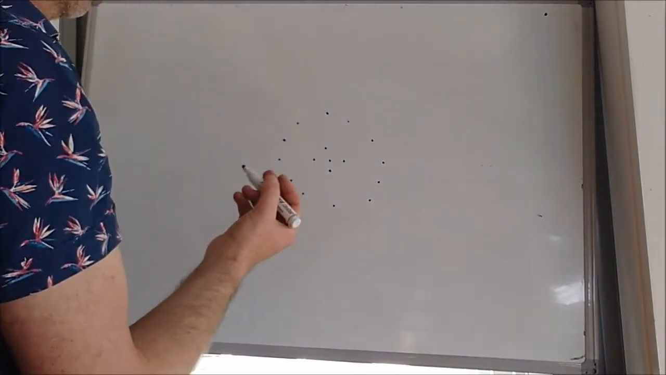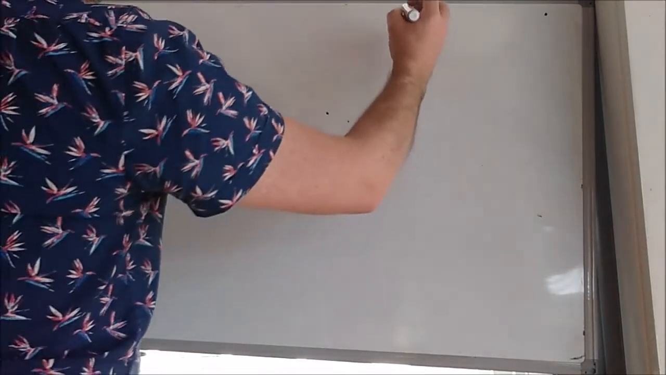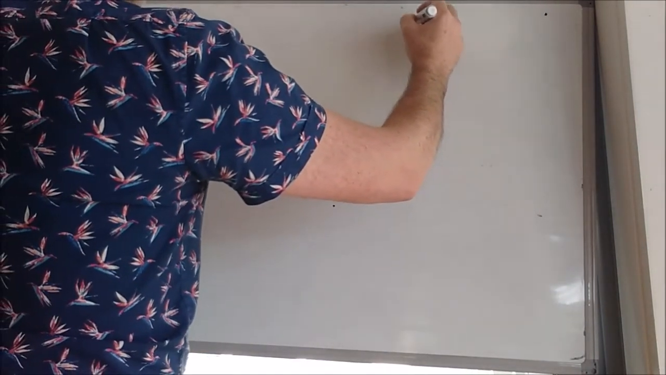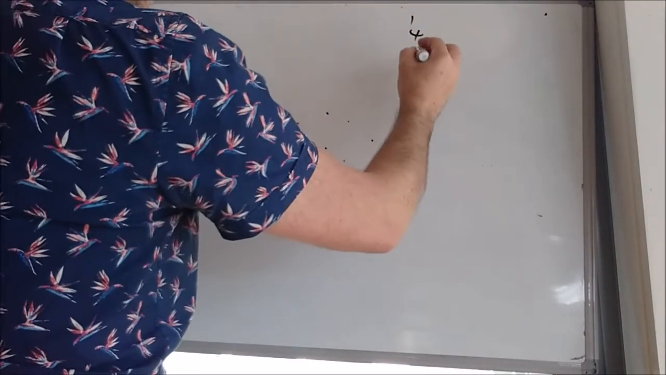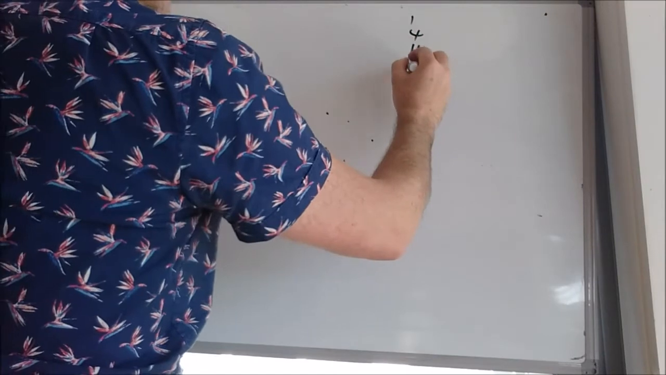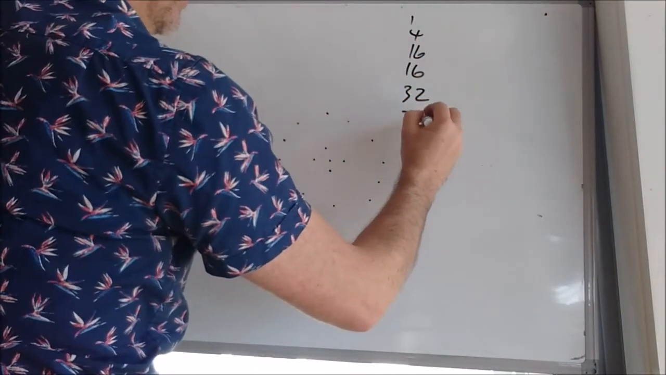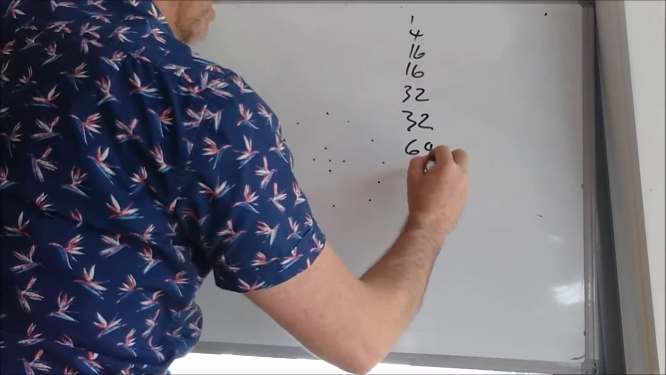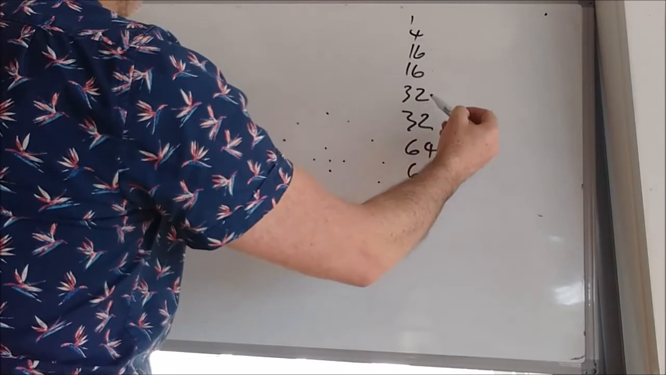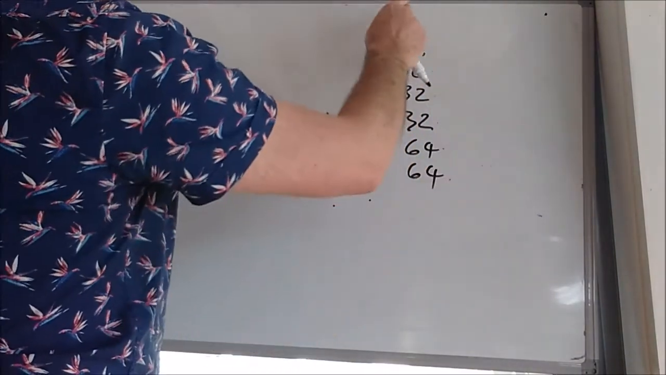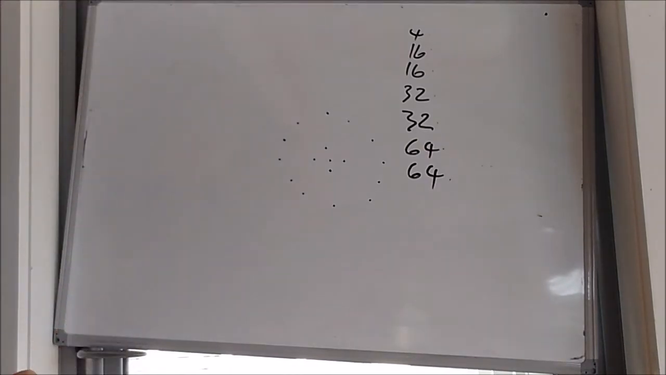Okay? Because the periodic table has the periodicity of 1, 4, 16, 16, 32, 32, 64, 64. Okay, so they're the 1, 2, 3, 4, 5, 6, 7. So they are the 7 layers of the periodic table and the symmetry that's occurring within it.